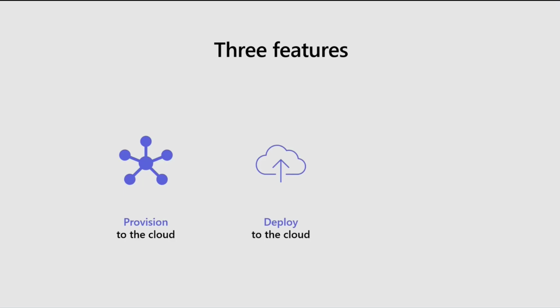So there's three features that Teams Toolkit helps us with. The first feature is provisioning to the cloud. So this feature basically makes it easy for you to deploy the required cloud infrastructure resources that are needed to host and run your app. We have deploy to the cloud. So this is the feature that's going to build and then move the code to your infrastructure. And finally, publishing to your organization as well. And this is where you're going to upload the Teams app and distribute that within your Microsoft 365 tenant so that other users can then install that app.